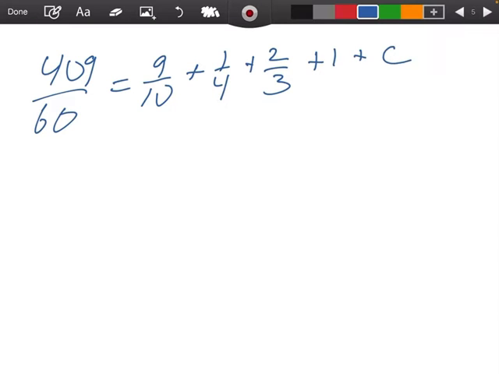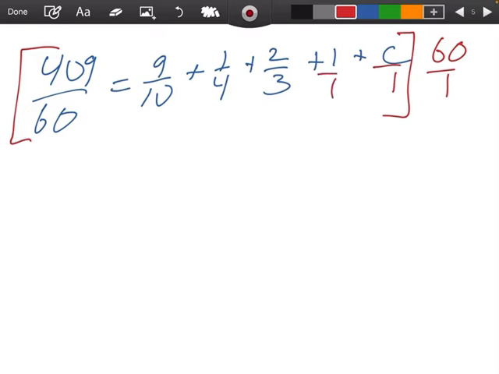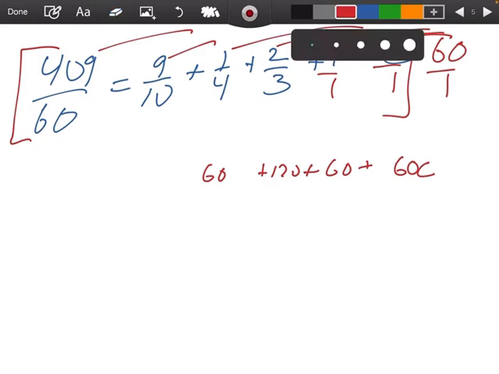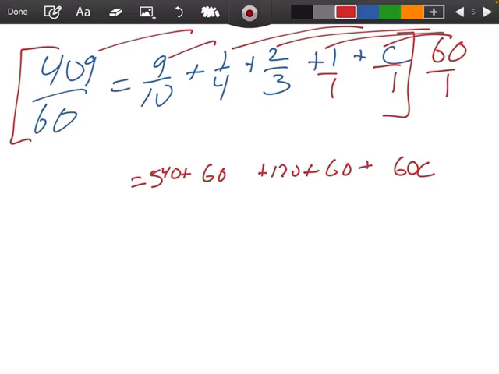Okay, so now, y'all, I'm going to make this easy on myself. Between 10, 4, 3, and 60, my common denominator is going to be 60. So I'm going to think of these as over 1, and multiply through. That's going to give me a 60c, and then a plus 60. 60 times 2 is 120. 60 times 1 is 60. 60 times 9 is 540.